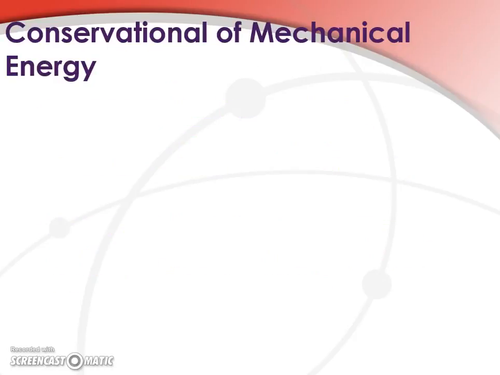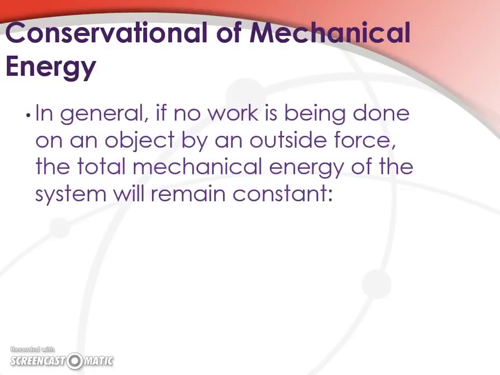And this leads us to a general expression for this idea. So the law of conservation of mechanical energy states that in general, if no work is being done on an object by an outside force, the total mechanical energy of the system remains constant. And we could write this as delta E equals 0 for a closed system.